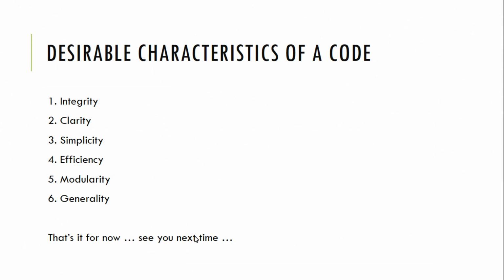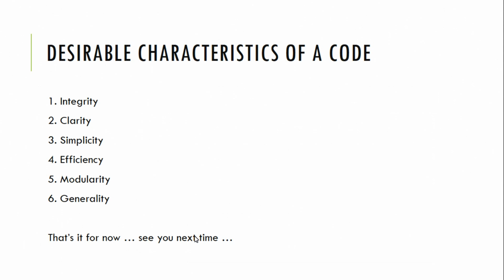The desirable characteristics include integrity, clarity, simplicity, efficiency, modularity, generality, and that's it. So let me explain each and every term to you. But before I explain, remember one thing: these characteristics apply to programs that are written in any language, not just C. That means if you are a programmer, you have to keep these 6 characteristics in mind, irrespective of the language which you are using.